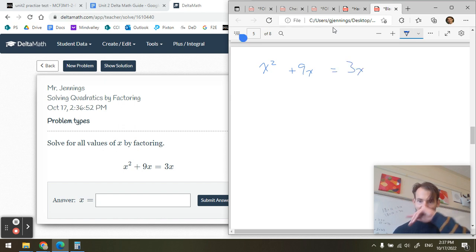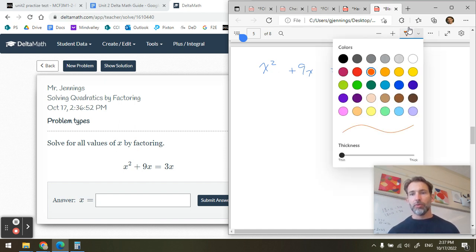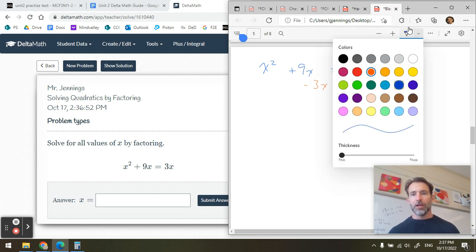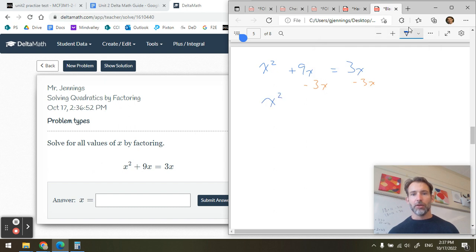And you might say to yourself, well, I really wish that everything was on one side of the equal sign and that it was equal to zero. This is your first strategy, is to make it equal to zero. And in this case, we're going to do some inverse operations. We're going to subtract 3x from both sides. And mission accomplished. We now have x squared plus 6x is equal to zero.